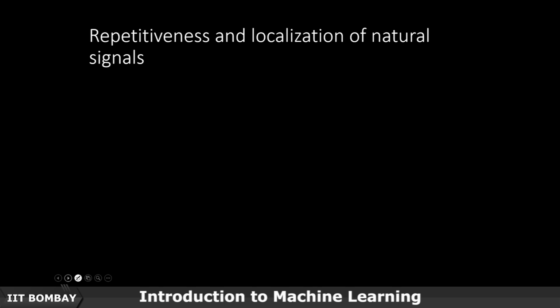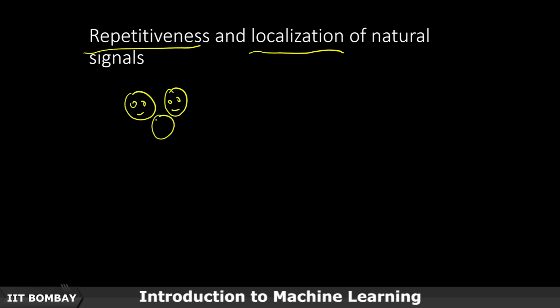In natural signals, there are two concepts. One is repetitiveness and the other is localization. What I mean by that is, let's say you look at a crowd of people. So this is an image of a crowd of faces, and they are all attending your lecture. Here you can see that the shape of an eye keeps getting repeated in different parts of the image. So if you build an eye detector, it is useful in different positions of the image.